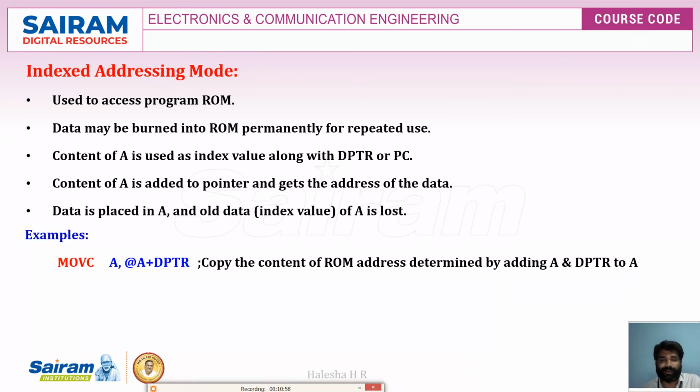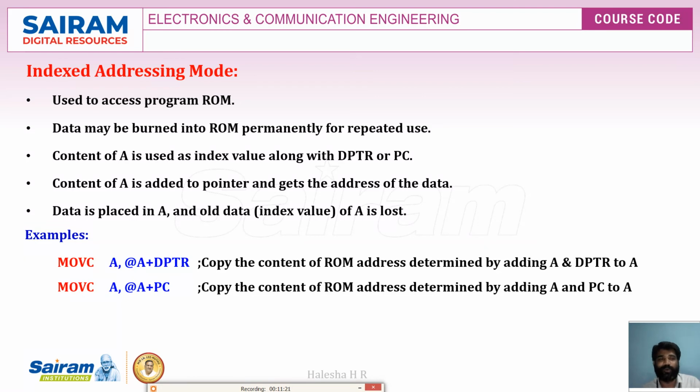And these are the examples. MOVC, C stands for code memory. MOVC means code memory, and program memory is also called code memory. So copy the content of the ROM address determined by adding content of A and DPTR to the A register. So the A register value is overwritten. Or else we can use the program counter, that is MOVC A, @A+DPTR. Copy the content of a ROM address determined by adding A and the pointer to the accumulator.